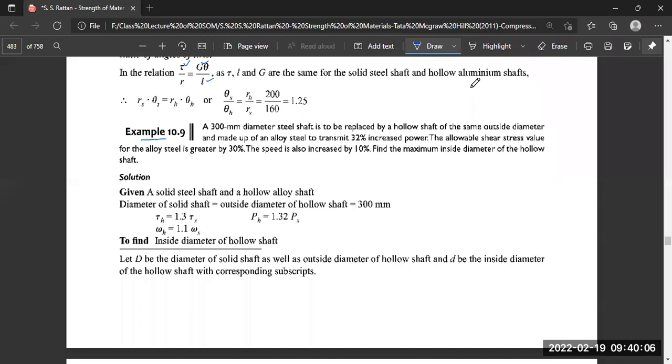So the power is although not told, it is increased by a certain percentage. Shear stress is not equal for both the shafts, it is increased by 30%, as both the shafts are of the same material. One is made of steel, another is made of alloy steel. The speed can be increased by 10%. So with this, how can we calculate this stress?